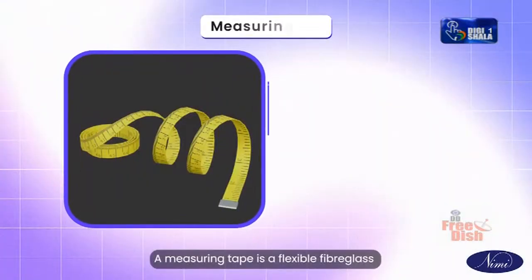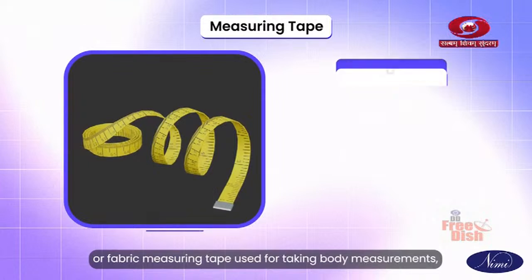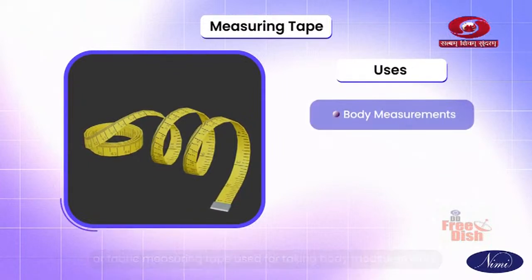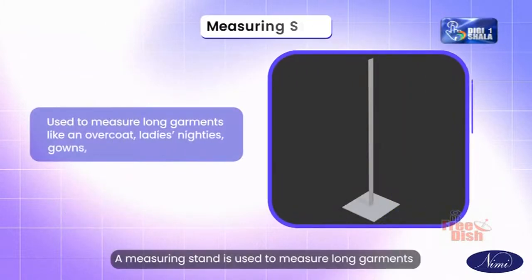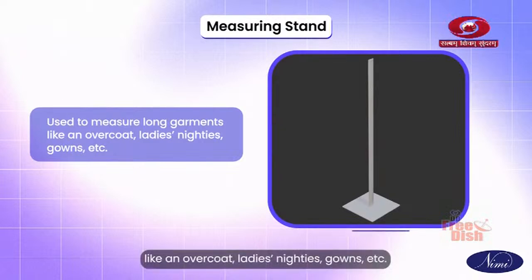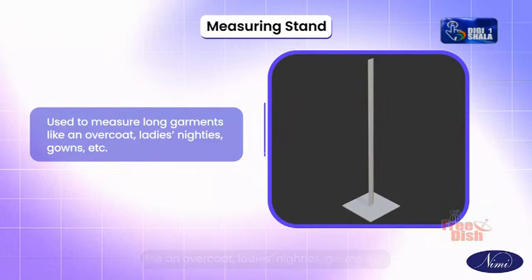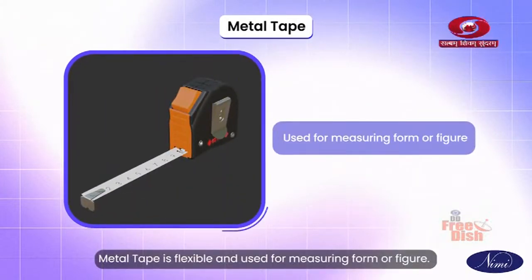A measuring tape is a flexible fiberglass or fabric measuring tape used for taking body measurements, measuring patterns, and layouts. A measuring stand is used to measure long garments like an overcoat, ladies' nighties, gowns, etc. Metal tape is flexible and used for measuring form or figure.